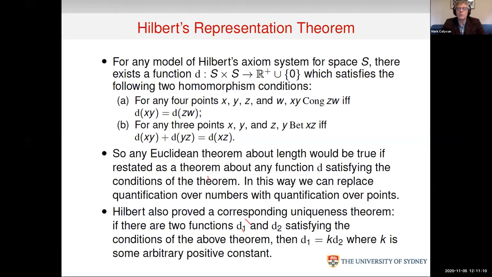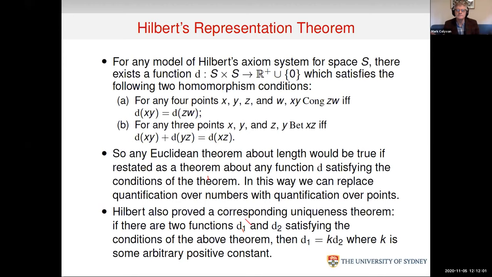Then what you can do is prove that for any model of Hilbert's axiom system for some space S, you can read that for yourself. The basic idea here is you can prove this representation theorem, right? You can prove that as long as your space-time obeys these axioms, so you've got this congruence relation, this between relation, you can recover the information in the metatheory about distance, and distance behaves the way that it ought to, right? So take point A there. For any four points, X, Y, Z, and W, XY is congruent to ZW if and only if the distance between X and Y is the same as the distance between Z and W, right?